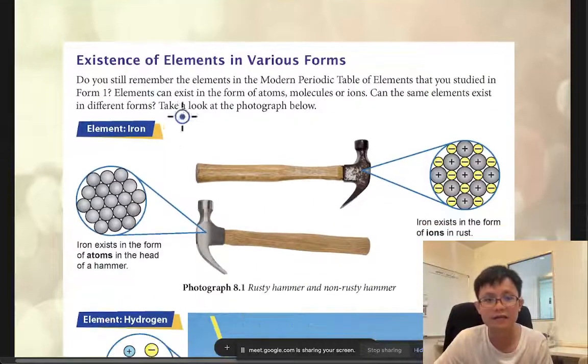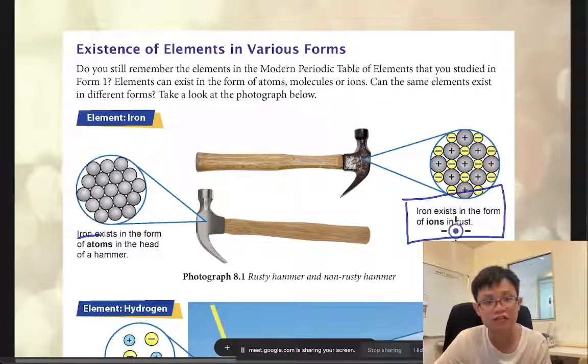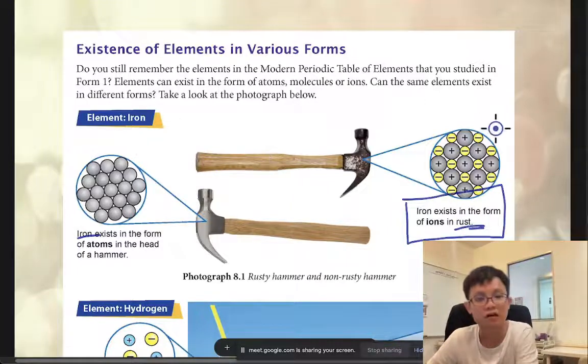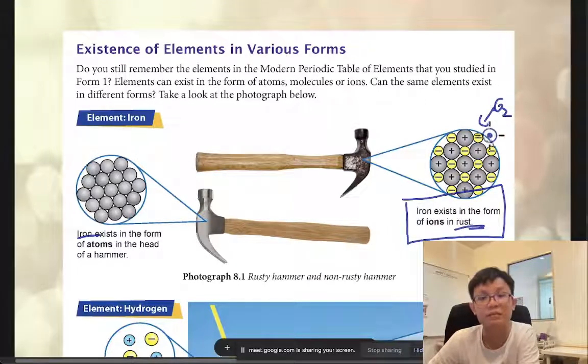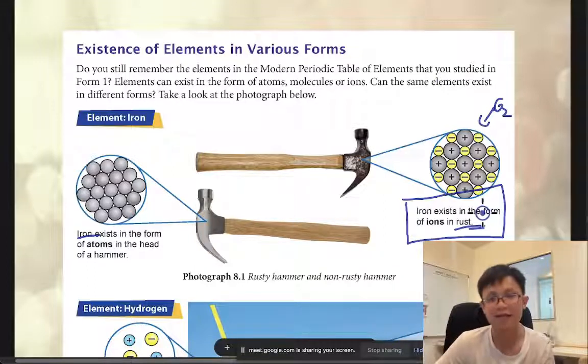Okay, existing of element. There's a lot of element. For example, this is iron. This is iron when it rusts, 生锈. Why it rusts? Because oxygen go in already, so instead of iron, it become iron oxide. So that's why it's spoiled already because the oxygen go in.